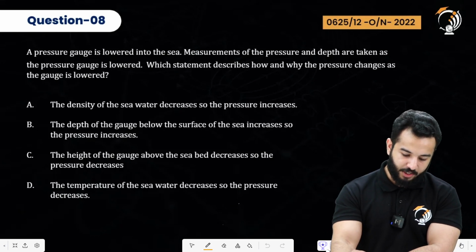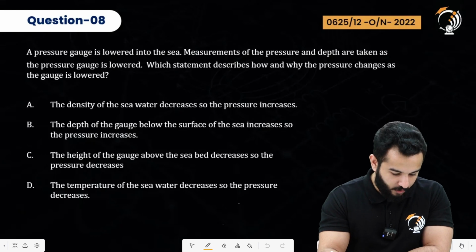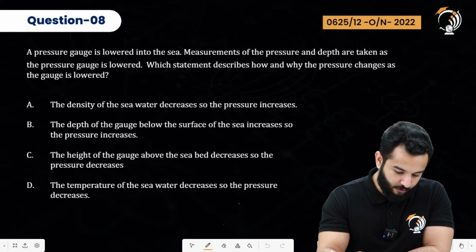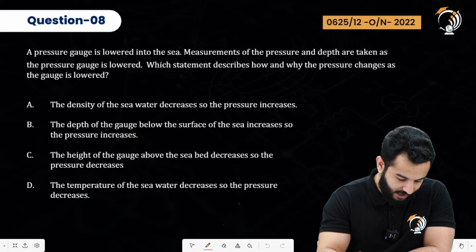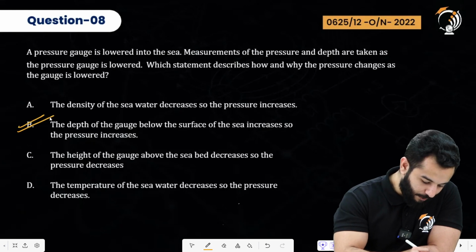Moving on, a pressure gauge is lowered into the sea. Measurements of the pressure and depth are taken as the gauge is lowered. Which statement describes how and why the pressure changes as the gauge is lowered? Density of the sea water decreases so that the pressure increases. Wrong. Density remains constant. The depth of the gauge below the surface of the sea increases, so the pressure increases. Well, yes, depth increases, and that's why the pressure increases. Height of the gauge above the seabed, that has got to do nothing. Option B is absolutely correct.